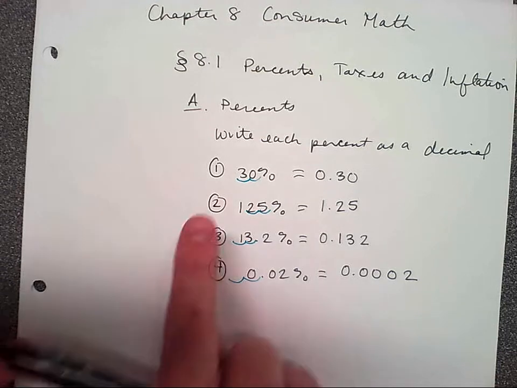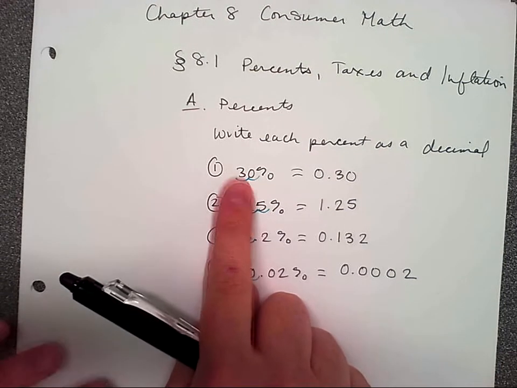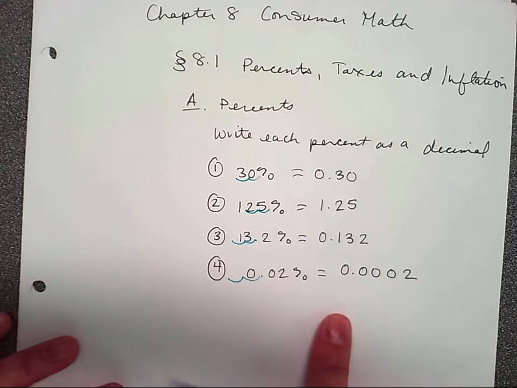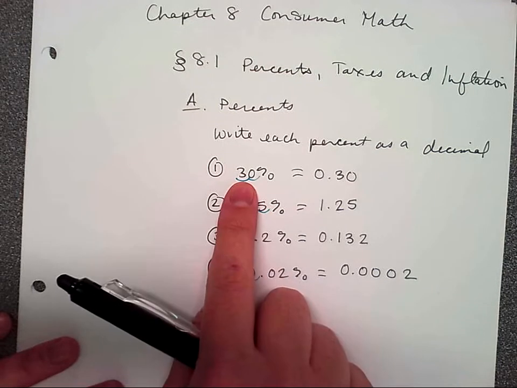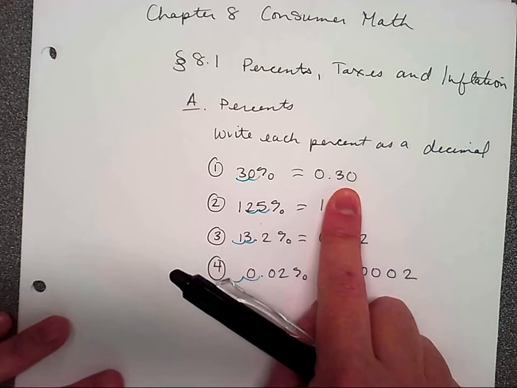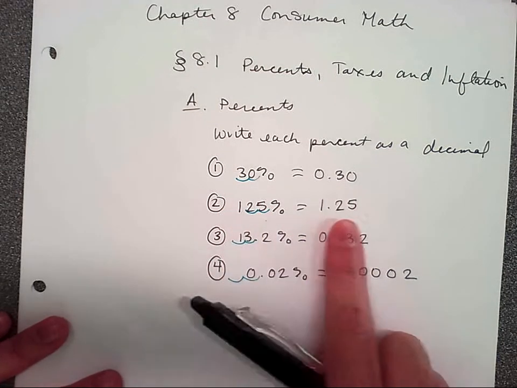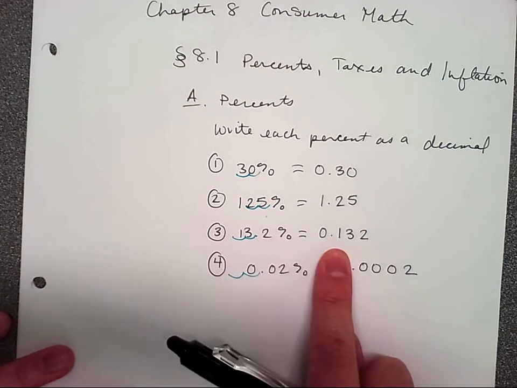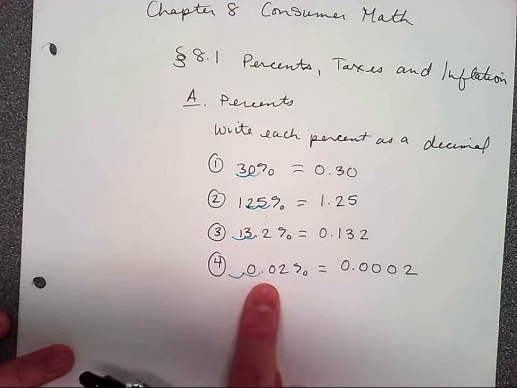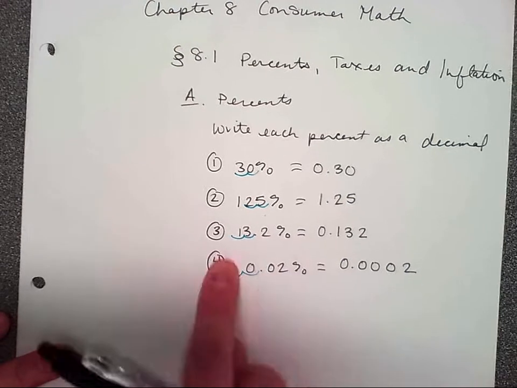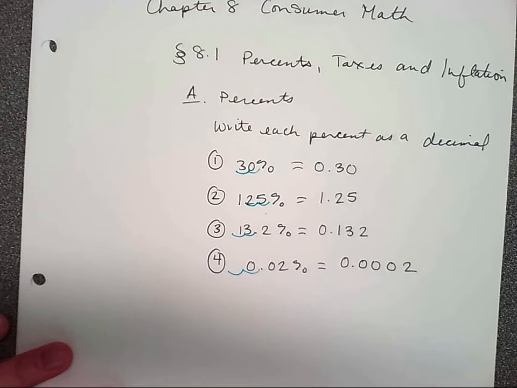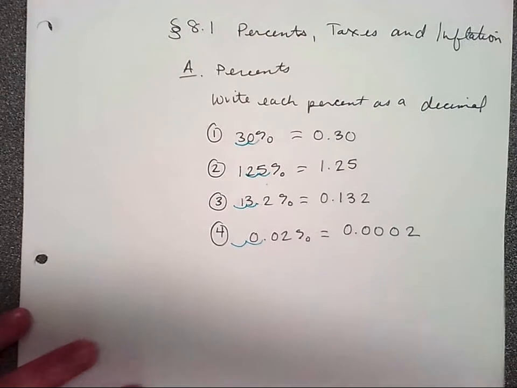So the way to write a percentage as something I can use in my calculator is to move the decimal place over twice. So 30% is actually 0.3. 125% is actually 1.25. 13.2% is actually 0.132. I said don't get tricked with this one. We're still moving the decimal place over twice. We get 0.0002. Okay? So now let's talk about percent change.